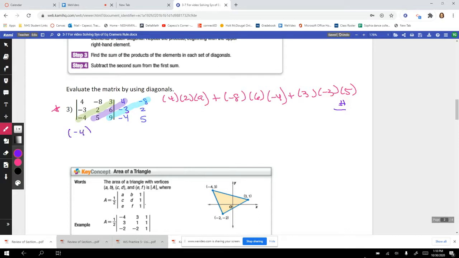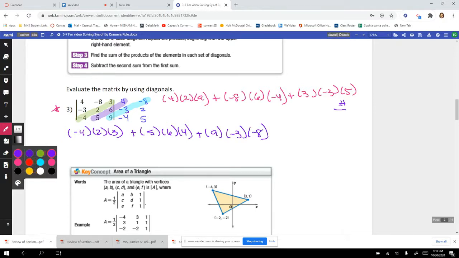So I have negative 4 times 2 times 3. And I'm going to add that to 5 times 6 times 4. And then I'm going to add that to 9 times negative 3 times negative 8. Okay, so when I do what I have up here in pink, that gives me 72. And then I get positive 192 here. Then I have negative 45. So I put that together, I get 219.